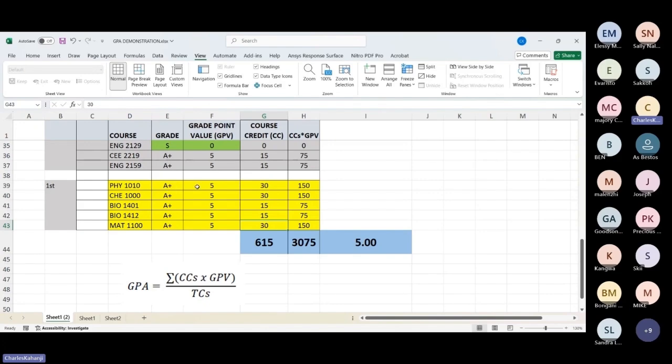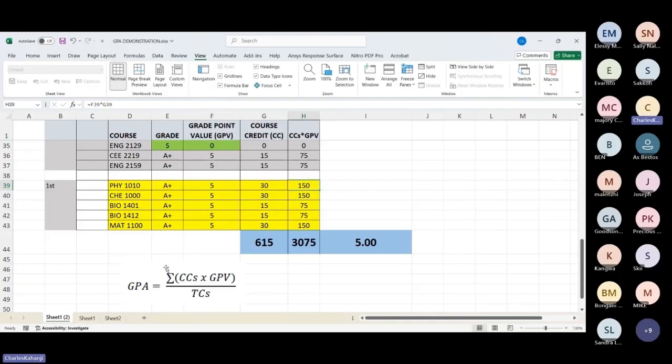So what you have then is that if you get an A plus, an A plus has got a GPV of 5. For you to get your GPA, you are going to multiply a GPV and a credit, a CC. So for physics, for instance, you got an A plus, so it's 5 multiplied by 30. So you get a GPV by CCs of 150.